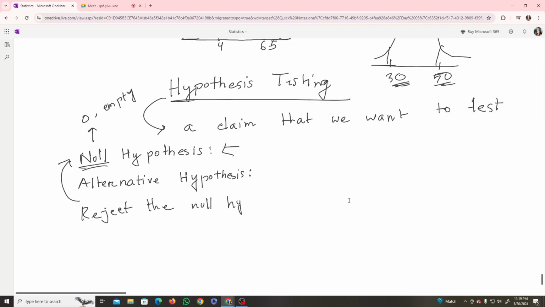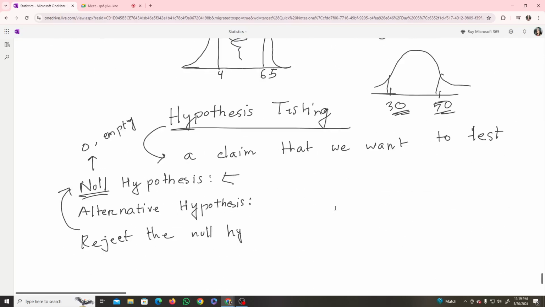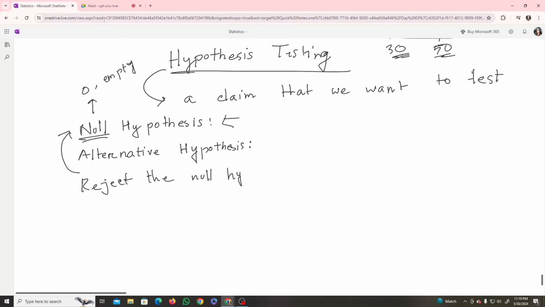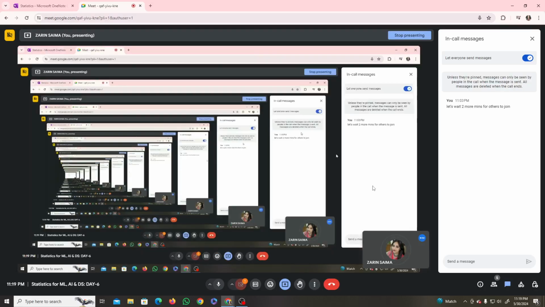I think the screen is very laggy. Guys, can you see the board clearly, or can you also feel the lag? Okay, I might switch to another page. Just a second, please.